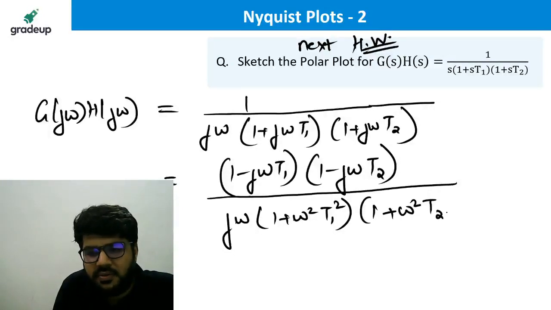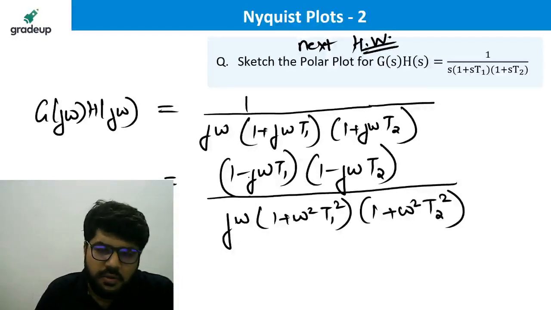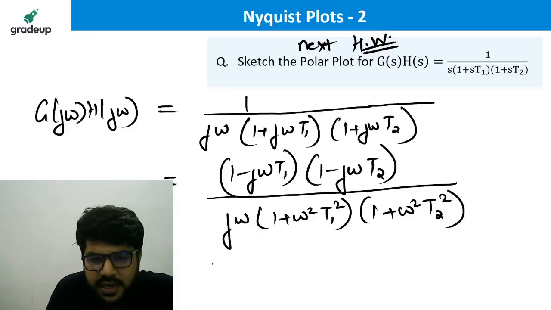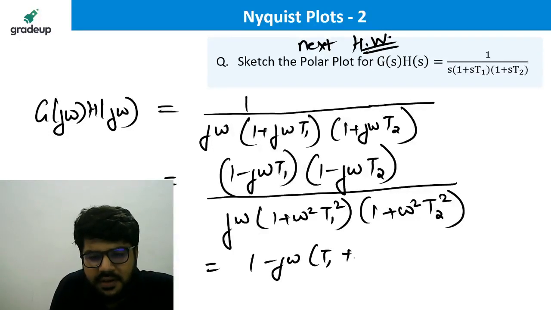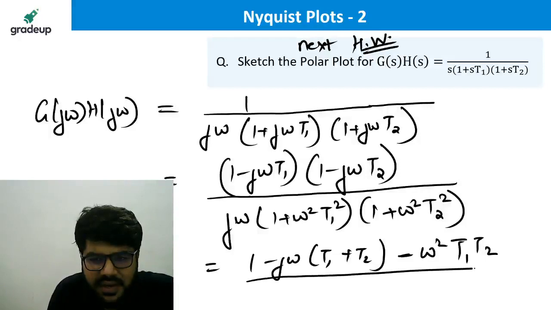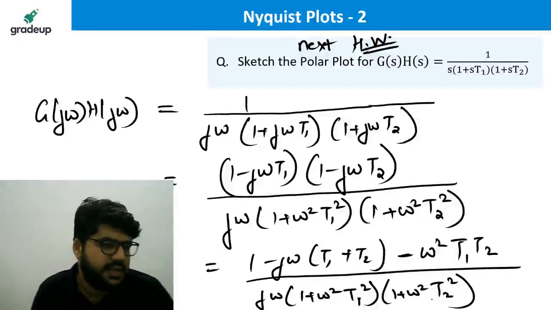Second is 1 plus omega square t2 square. Okay. Now, simplifying the numerator, what you shall get: 1 minus j omega (t1 plus t2) plus j square omega square, and j square is again minus 1, so minus omega square t1 t2, divided by j omega (1 plus omega square t1 square)(1 plus omega square t2 square).